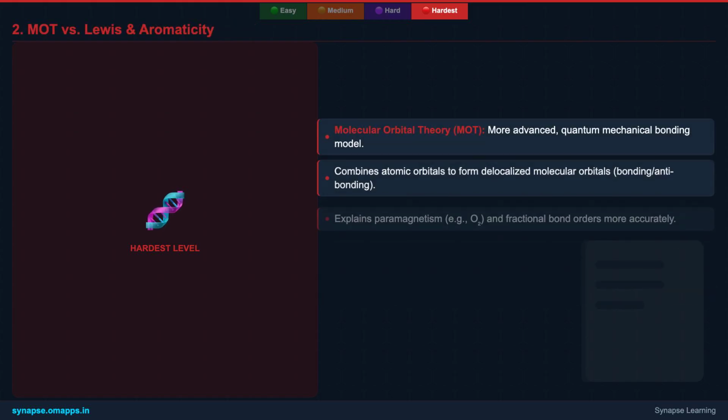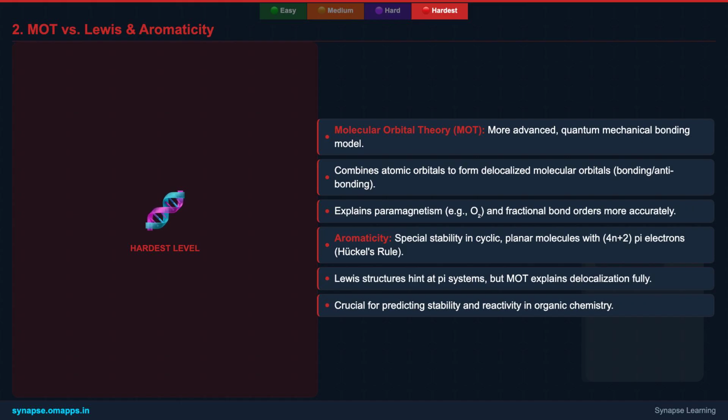While Lewis structures and valence bond theory are great, molecular orbital theory, or MOT, offers a deeper quantum mechanical view. Unlike localized bonds in Lewis structures, MOT describes molecular orbitals that are delocalized across the entire molecule. This theory beautifully explains phenomena like oxygen's paramagnetism, which Lewis structures can't. We'll also briefly touch upon how Lewis structures contribute to understanding aromaticity, the special stability of certain cyclic compounds, though Huckel's rule provides the full picture. These insights are vital for predicting a molecule's overall behavior and stability.